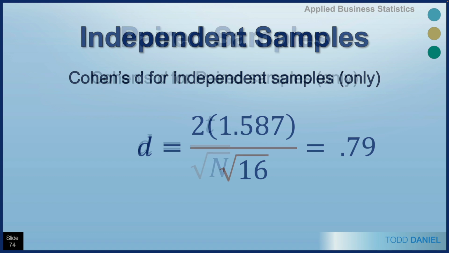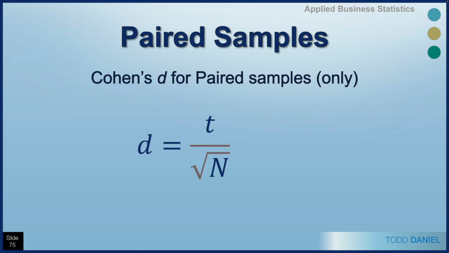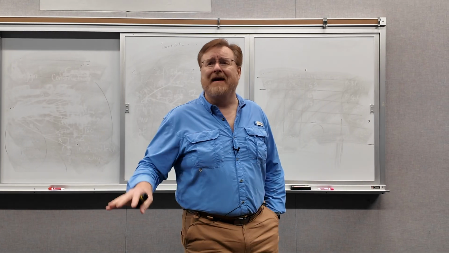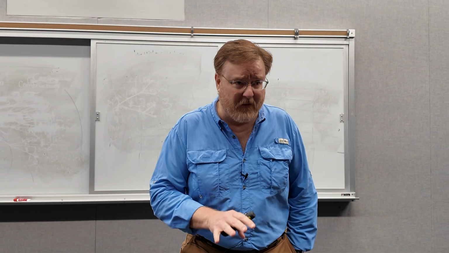Keep that in mind. This is the formula for a paired samples t-test. It only works for paired samples, does not work for independent samples. It's t over the square root of n. Plug in the values from our paired samples test and we get a Cohen's d of 0.98, which is really different than that 0.78 or 0.79 that we got from our independent samples t-test. So what the heck is going on here?